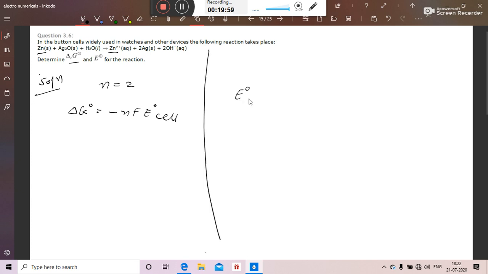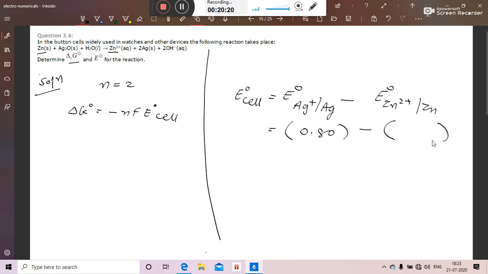So what will be E naught cell? That will be equal to the reduction potential of the cathode. The cathode is silver. So E naught of Ag plus slash Ag minus the reduction potential of the anode. So that is E naught of Zn2 plus slash Zn. Now for silver, it is 0.80 volt minus, and E naught of Zn is minus 0.76. So that will be equal to 0.80 minus minus will become plus 0.76. So that will become 1.56 volt.